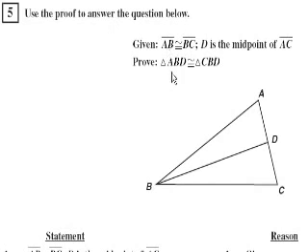So given that side AB is congruent to side BC, we could say that side is equal to that side. That's given. D is the midpoint of AC, so that means D is equidistant between A and C. So AD and DC are of equal length. Prove that triangle ABD is congruent to triangle CBD.